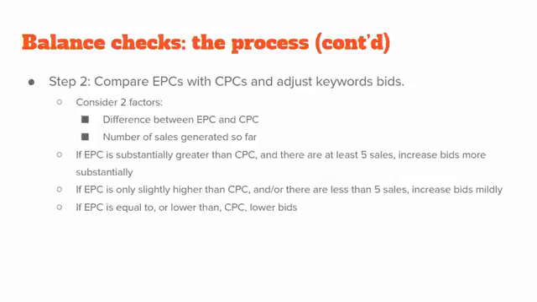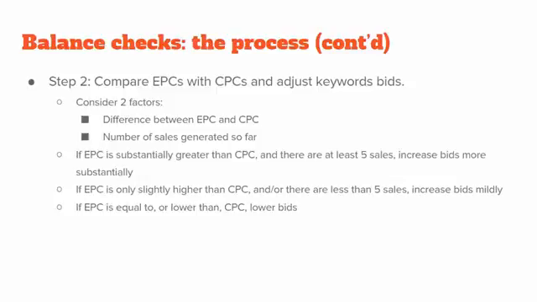Step 2, we need to compare the earnings per click or EPCs with cost per click or CPCs and adjust keyword bids accordingly. Now we need to consider 2 factors. One is the difference between EPC and CPC. The second one is the number of sales generated so far. Now if the EPC is substantially greater than CPC and there are at least 5 sales, we should increase bids more substantially. On the other hand, if the EPC is only slightly higher than CPC and or there are less than 5 sales, then we should increase bids only mildly.